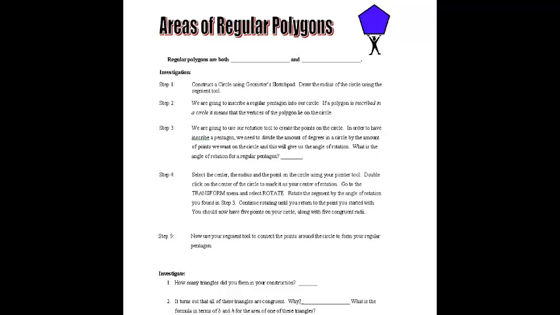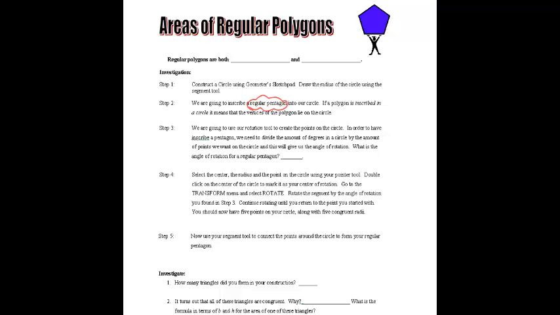And in order to get a regular polygon, what we would do is we would construct a circle, and we would get the radius of the circle and rotate it around however many degrees we need to create our polygon. If you look at the directions, the first thing you would have is a circle. Then we're going to inscribe a regular pentagon into our circle.